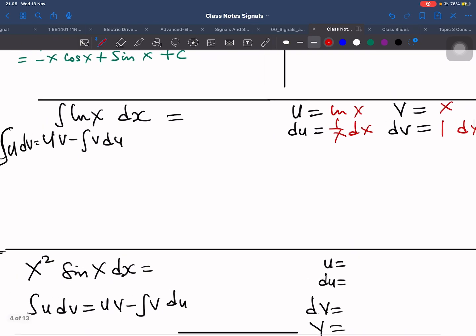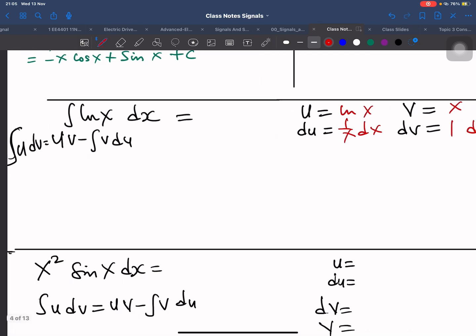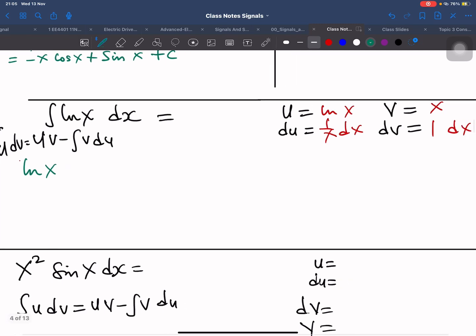So then we add it to the equation. Integral of u dv is equal to uv minus integration of v du. uv is equal to ln x multiplied by x, minus integration of x times du, which is 1 over x dx. So we cancel this x, we have only 1 dx.